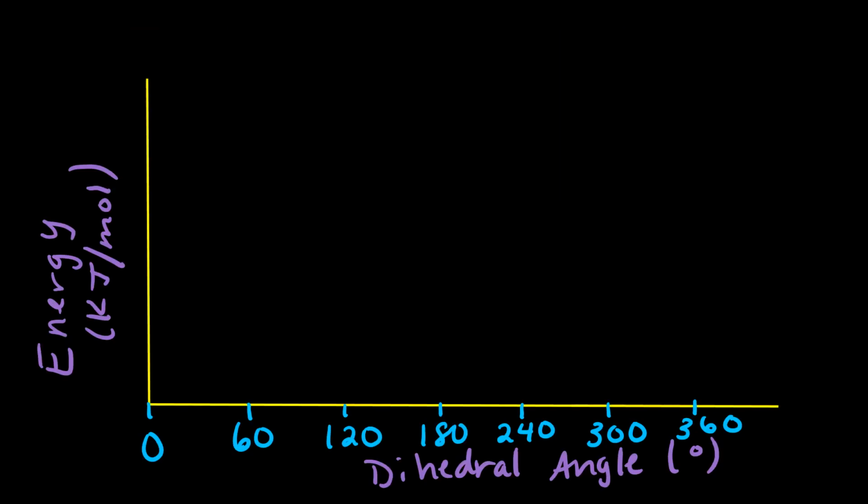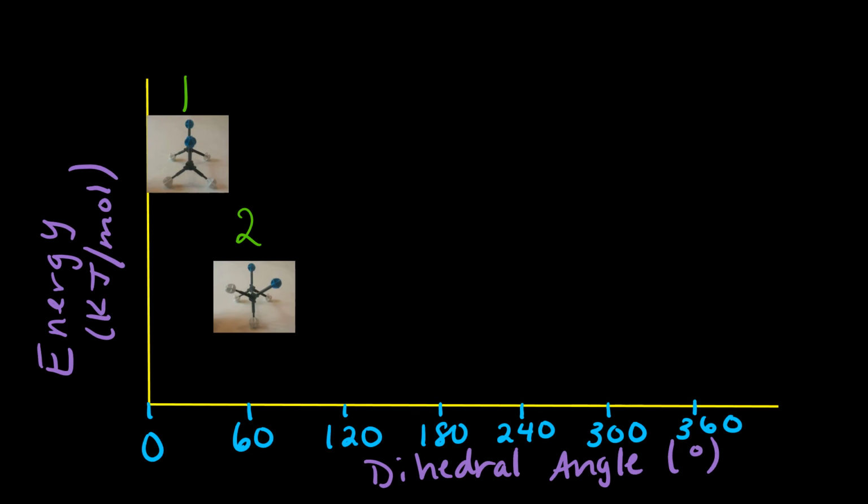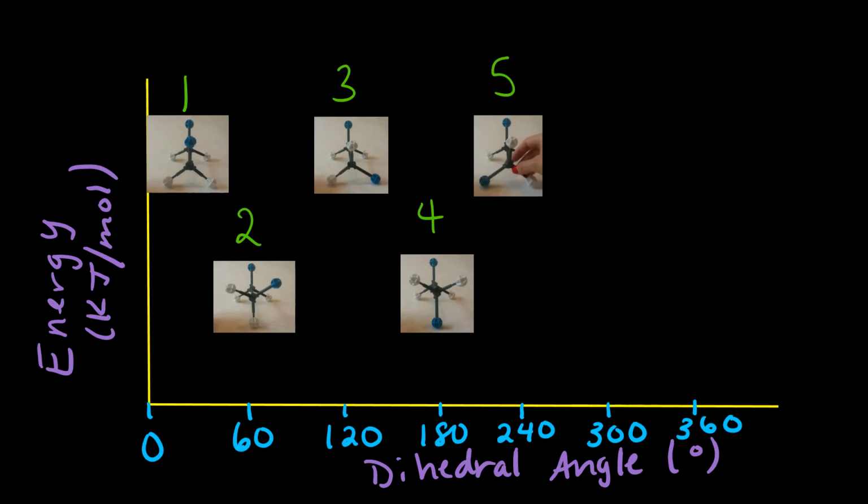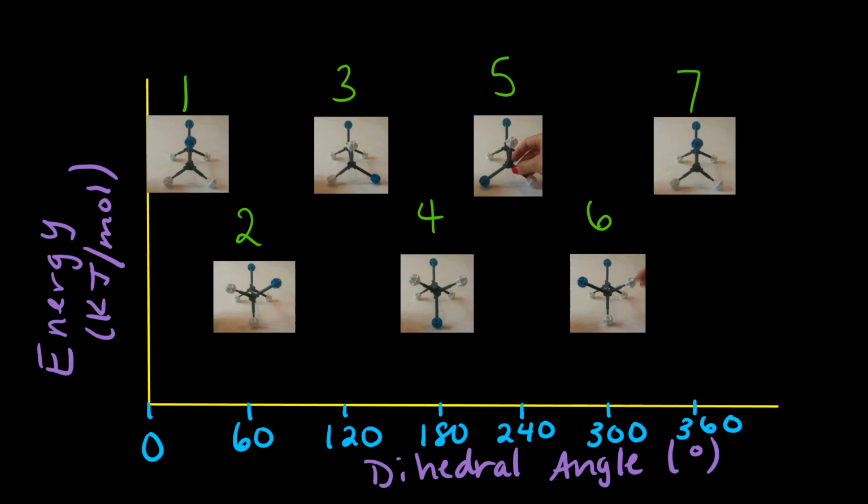So if we were to do a plot of the energy as we proceeded through a full 360-degree rotation about the carbon-carbon bond, and we plotted the energy versus the dihedral angle, say of the 2 protons that we were tracking before, you'd see that we start off at a 0-degree dihedral angle in an eclipsed conformation 1, then it goes to a staggered conformation 2, back to eclipsed 3, staggered 4, eclipsed 5, staggered 6, and then back at the 360 dihedral angle to another eclipsed conformation 7.